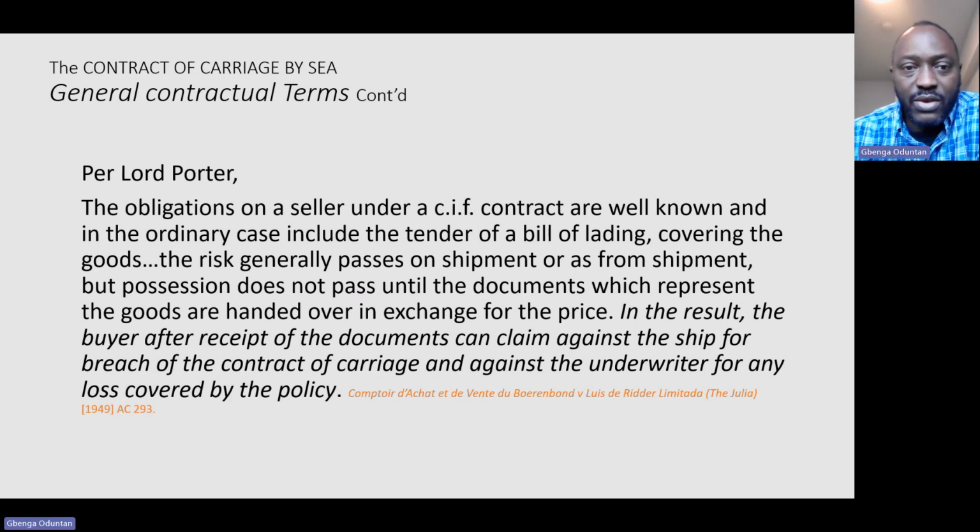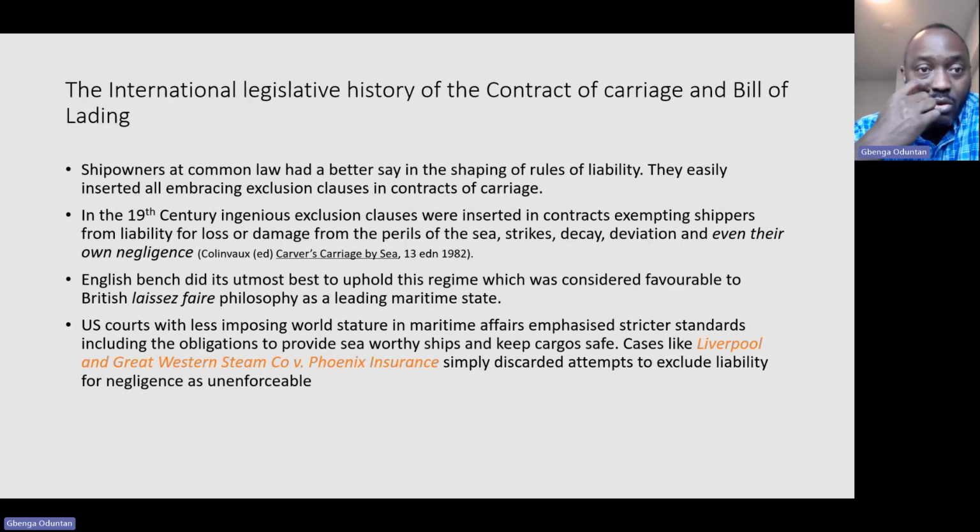The tender of a bill of lading is an important fact. It's a receipt of the documents of the goods, and it also shows who and when the duty of collecting insurance payments lies if something goes wrong.